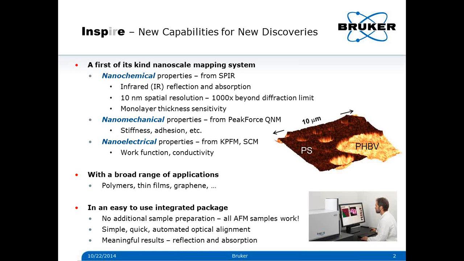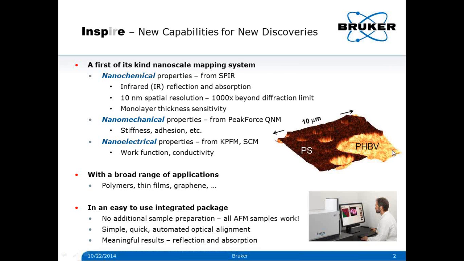You can also get nanoelectrical information by performing, for example, Kelvin probe force microscopy at the same time. And this is very valuable, for example, if you look at graphene, because the work function that you get out of KPFM is proportional to the Fermi energy that people are interested in on the nanoscale. So you can study variations on the nanoscale of the work function.